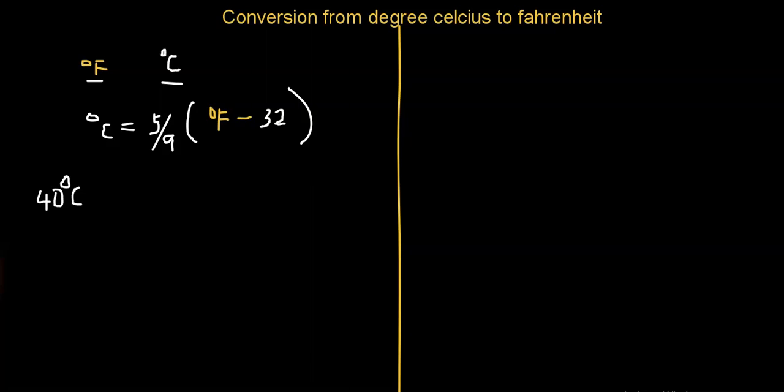Now, quickly, there are different ways of solving these mathematics. Number 1 way is, what's the fraction we have here? We're having 5/9. And now the denominator is 9. What do we do? We cross multiply.